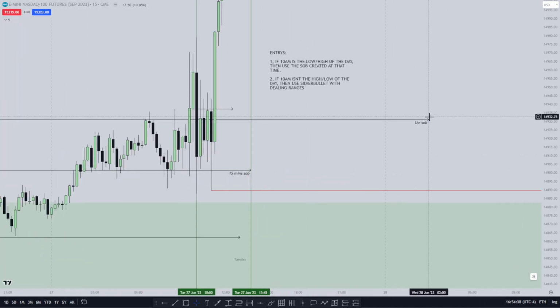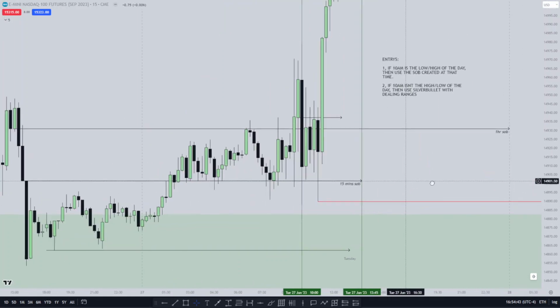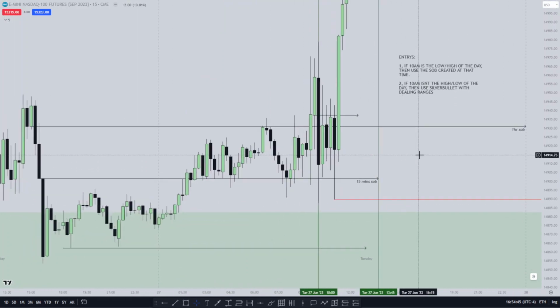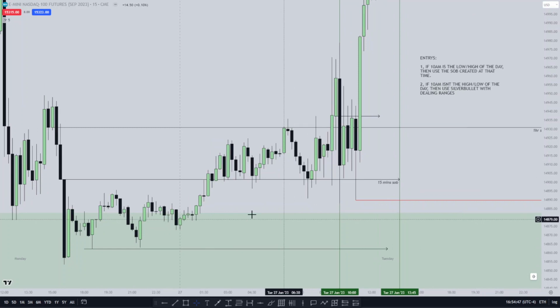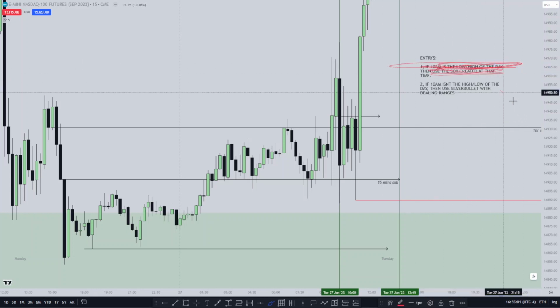So we want to always enter on the 15 minutes, right? Now, for the entry, was 10 a.m. the high of the day? No. If 10 a.m. is not the high of the day, then what does that mean? We cross this out. That means we'll have to take this one.